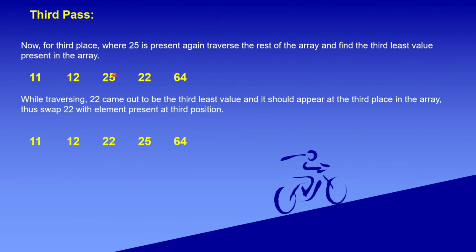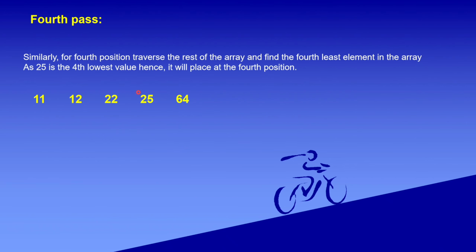Now we take the fourth index of the array. The fourth index is 25. We take 25 as minimum. Now we see here that 25 is the lowest value in this whole array.